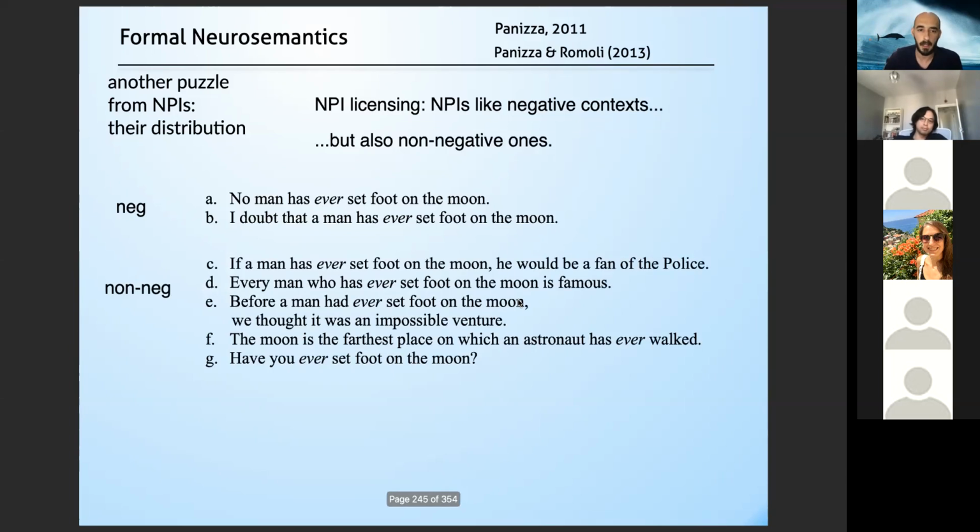Fine. But also in a lot of non-negative contexts, like antecedents of conditionals: "If a man has ever set foot on the moon, he would be a fan of the police." "Every man who has ever set foot on the moon is famous." First argument of a universal quantifier. "Before a man had ever set foot on the moon, we thought it was an impossible venture." So, argument of before clauses. "The moon is the farthest place on which an astronaut has ever walked."